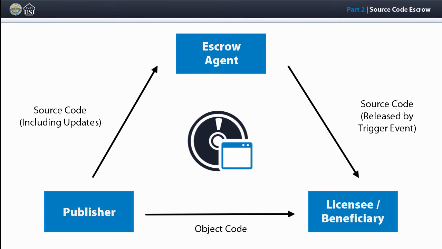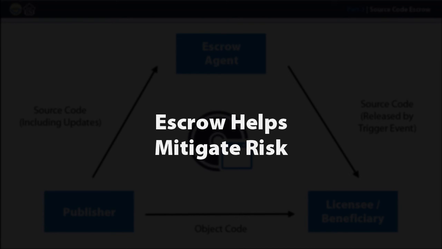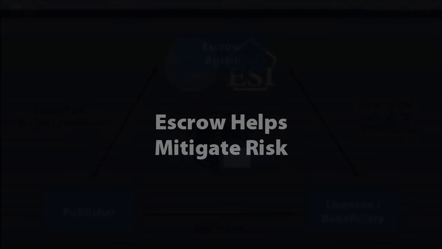Escrow is an often overlooked tool to help the government mitigate the risk of licensing commercial software. It should be considered in all situations and secured when the risk warrants its use.